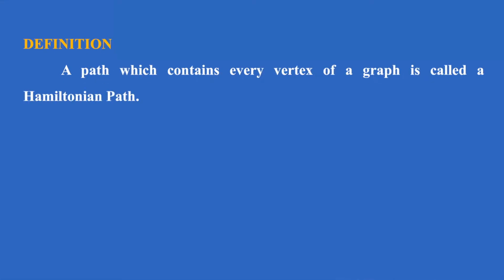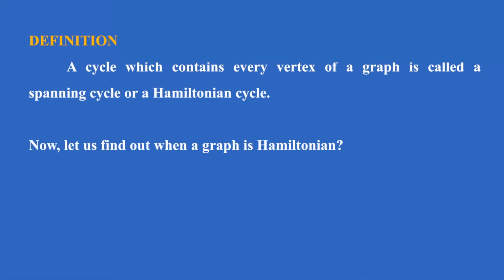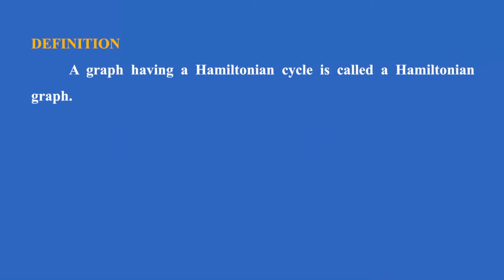The definition of a Hamiltonian path. A path which contains every vertex of a graph is called a Hamiltonian path. Now let us see the definition of a Hamiltonian cycle. A cycle which contains every vertex of a graph is called a spanning cycle or a Hamiltonian cycle. Now let us check when a graph is Hamiltonian. A Hamiltonian graph is a graph having a Hamiltonian cycle.